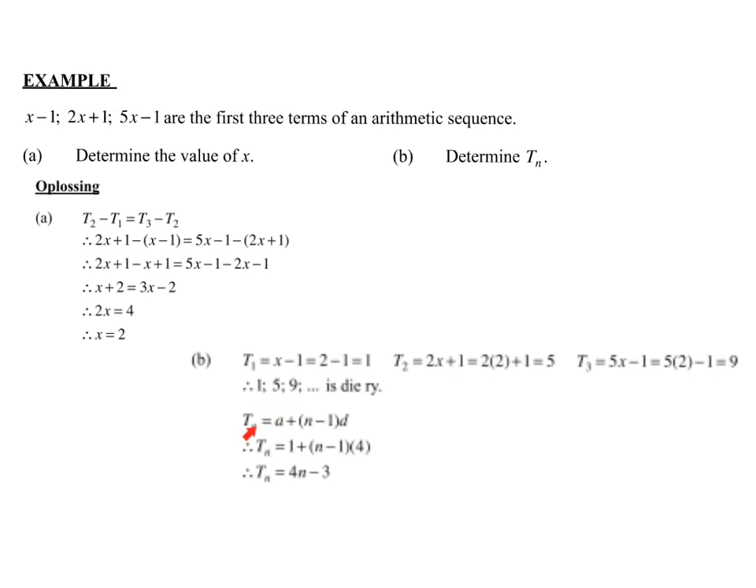The general term, A plus n minus 1 D: substitute A is 1 and D is 4 and simplify, and therefore the nth term is 4n minus 3.